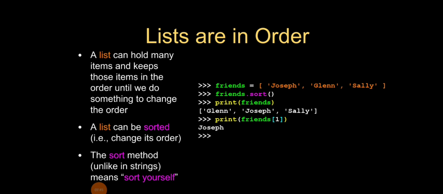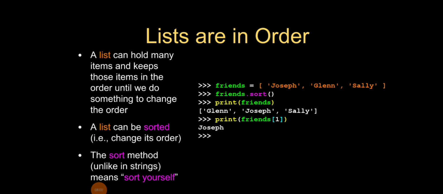So lists are in order. A list can hold many items and keeps those items in the order until we do something to change the order. A list can be sorted, that is, it can be changed. The sort method, unlike in strings, means sort yourself. Here is an example. So friends is equal to Joseph, Glenn and Sally.